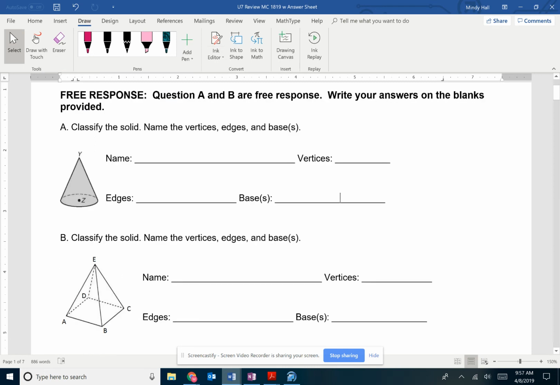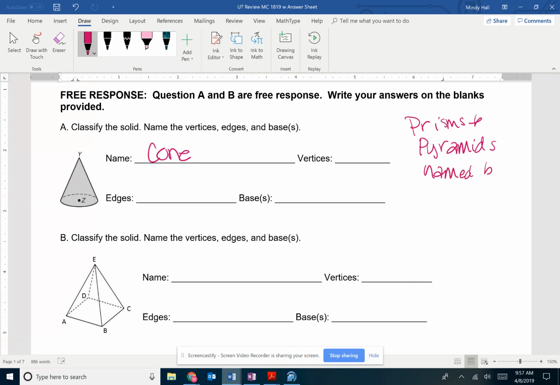So, first, starting with classifying a solid, this shape is a cone because it has a circular base and it meets the top. Remember, when you're classifying, pyramids and prisms are named off of their bases. So that's just a side note to know for these, named by base. And I promise I'm going to write better than that.